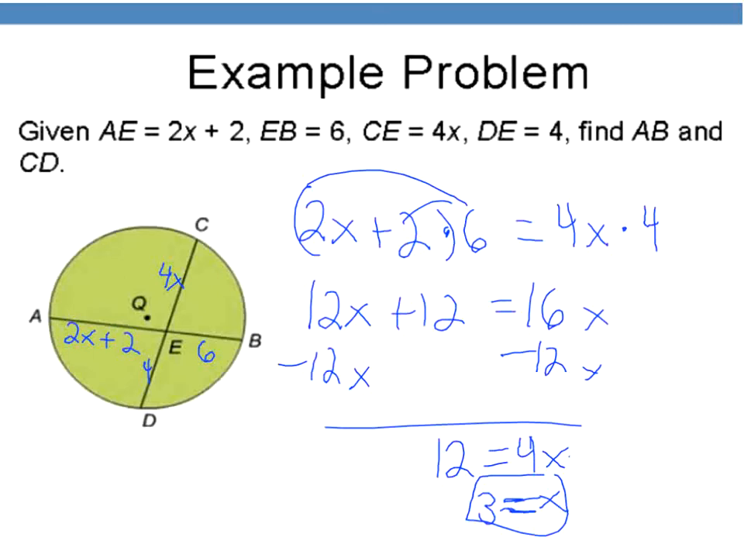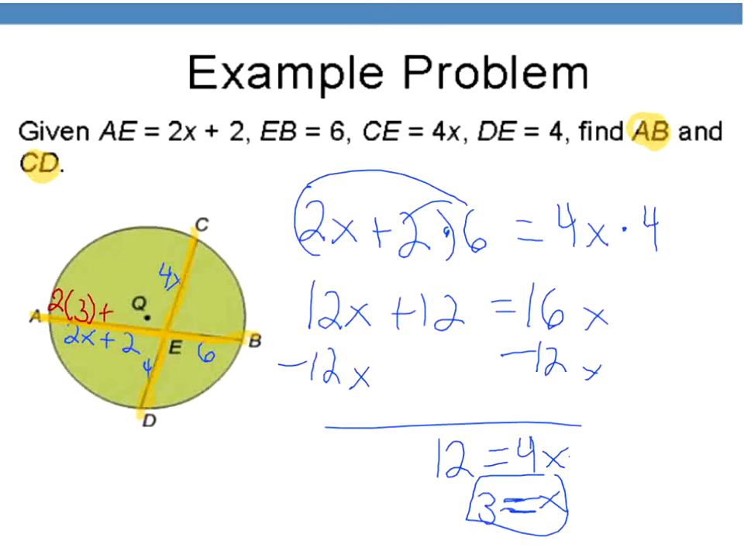Let's look. The question said, find AB and find CD. So they want to know what's this whole length? And what's this whole length? They're asking you for the whole length of the chord, not what x is. So what do I need to do with my x? Plug it back in.